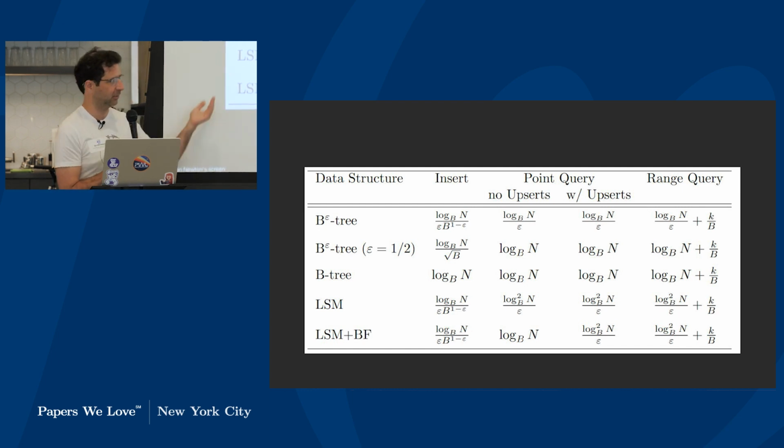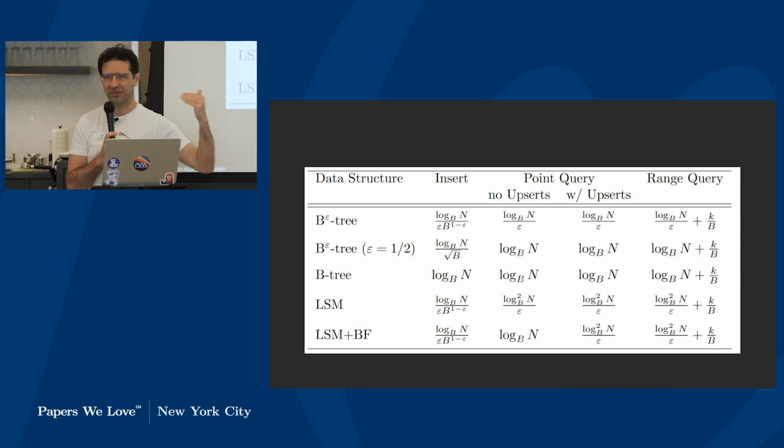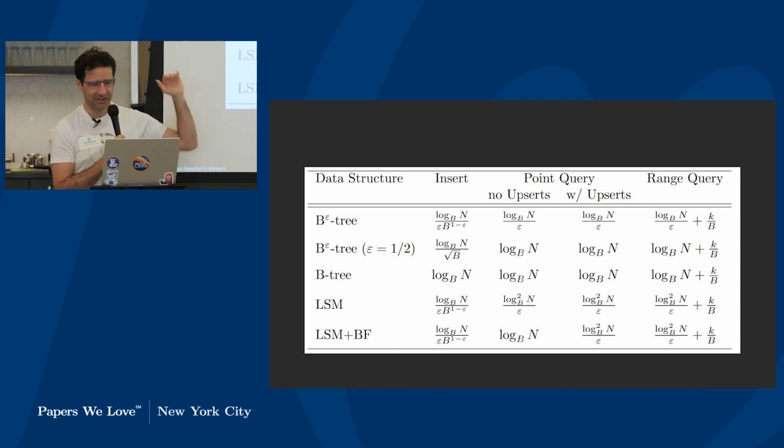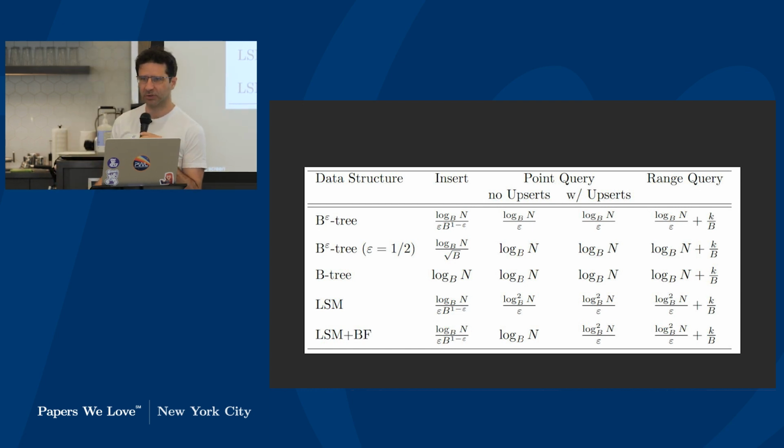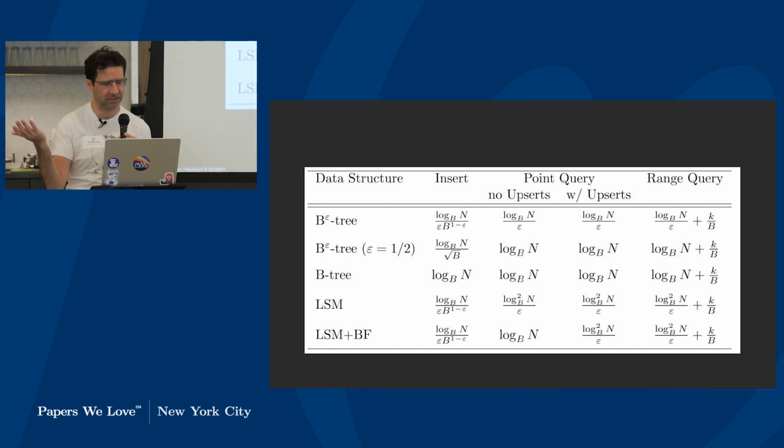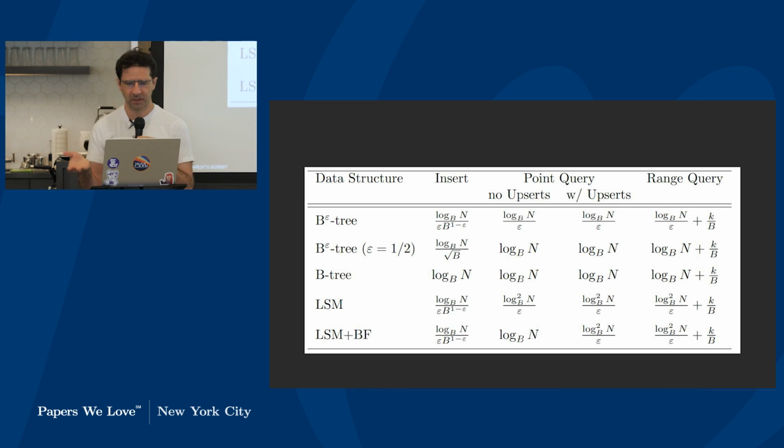B trees are what you get when you set epsilon to 0: the B epsilon tree becomes a B tree, and everything falls out nicely. LSM trees, log structured merge trees, are not the classic paper, but you see something like that in LevelDB or other popular key-value databases. And LSM plus BF is a log structured merge tree with a Bloom filter, so you can filter out which levels you're looking at.